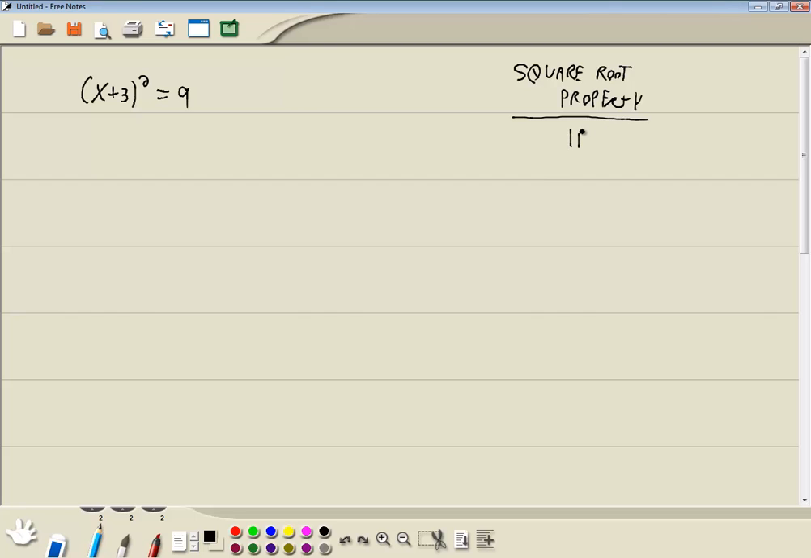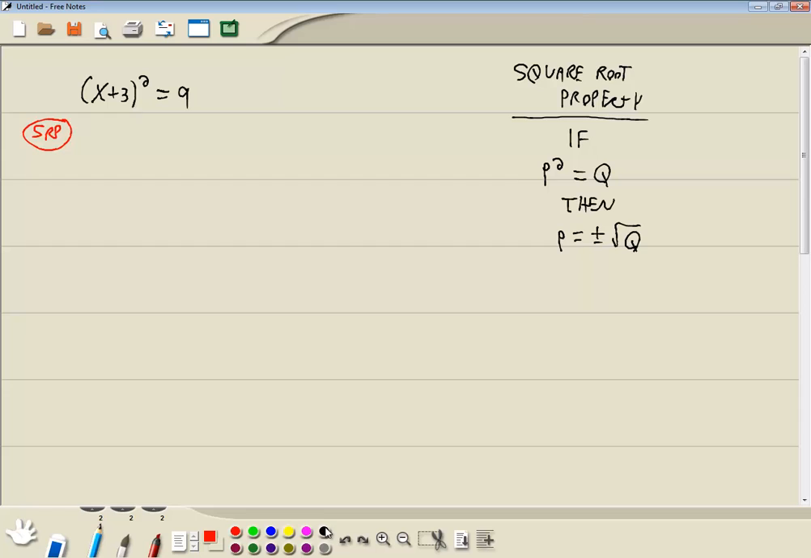Square root property says if you got something squared equal to something else, then you drop your squared and you put a plus or minus square root on the other side. Now that's pretty vague, but it really is as vague as that. Just as long as you got the entire left side squared. Well, if you look at this, I got the entire left side squared. So I can use the square root property on this problem.